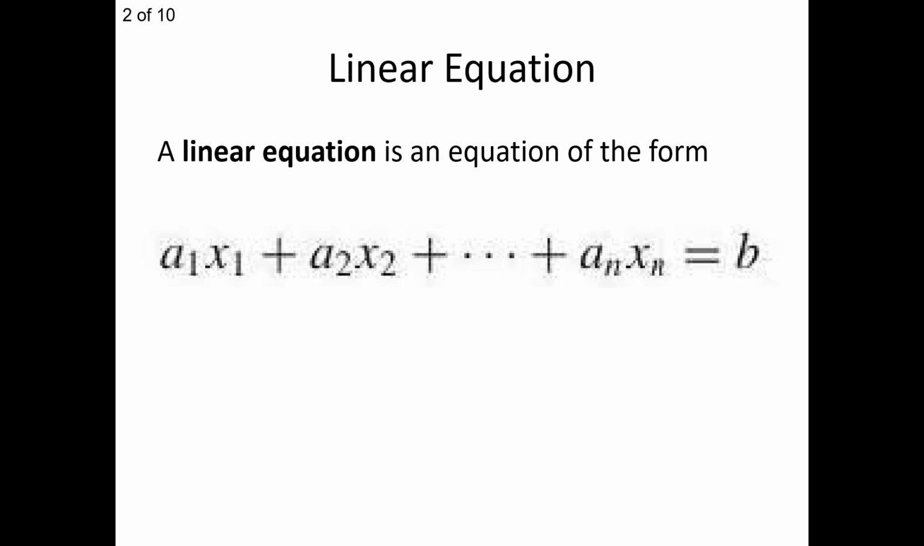You also know that a solution to a linear equation is the set of values we can plug in for x sub 1, x sub 2, all the way up to x sub n, such that it satisfies the equation. Remember, that's what we like to say. Satisfies is just a way to say that the expression on the left will equal the expression on the right, that it will make the equation true.